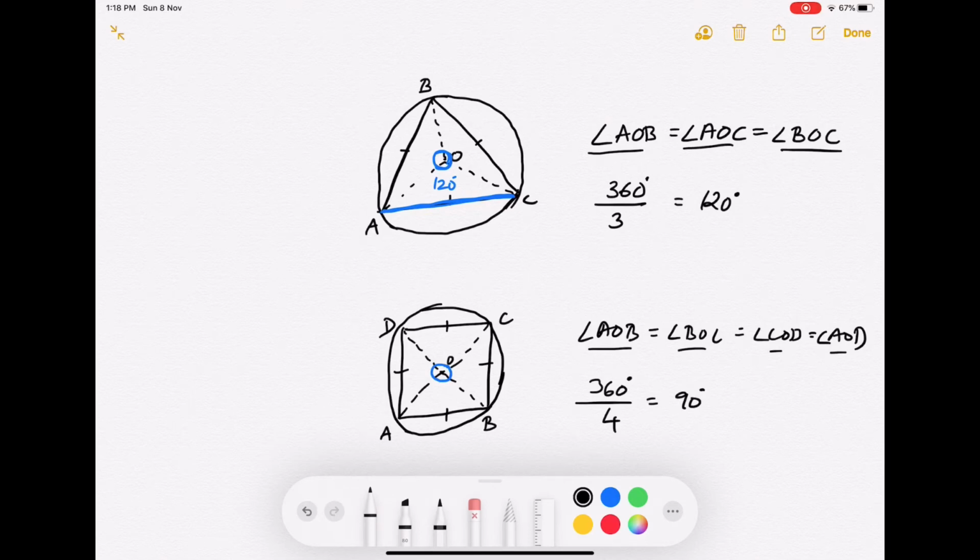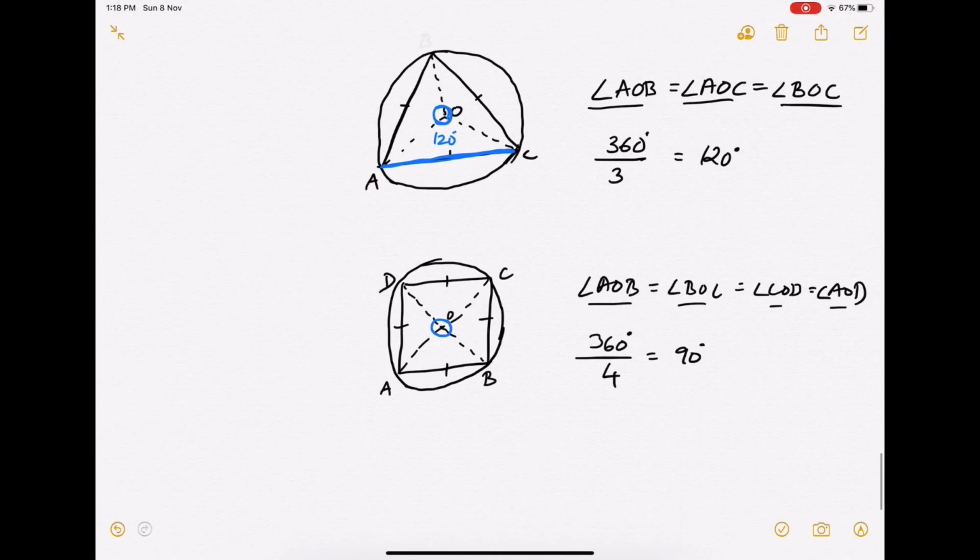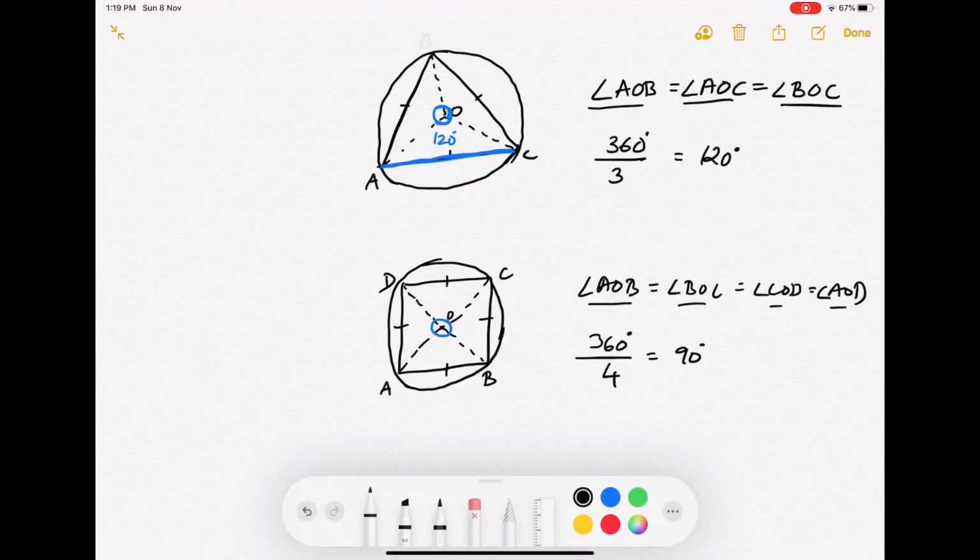So if it was given that there is a chord AB of a circle, and this side AB is actually the side of a square, which is a regular polygon with four sides, then I can automatically calculate the angle subtended by the chord AB at the center, and that will come to 360 degrees divided by 4, the number of sides of the regular polygon, which is 90 degrees. This is true for any regular polygon of any number of sides, be it 3, 4, 5, 6, 7, 8, any number of sides.